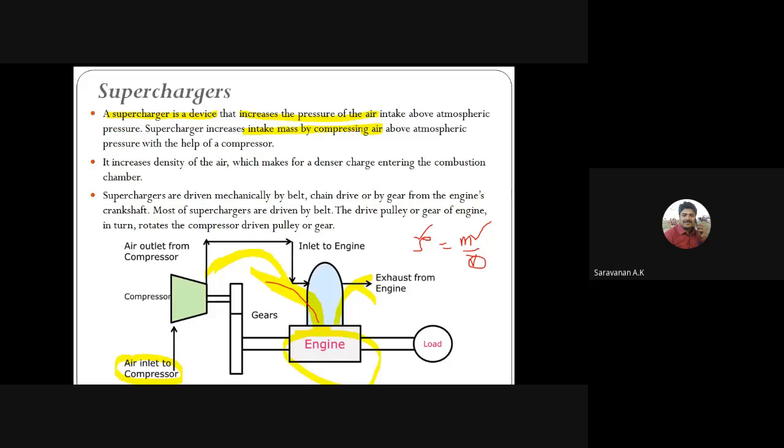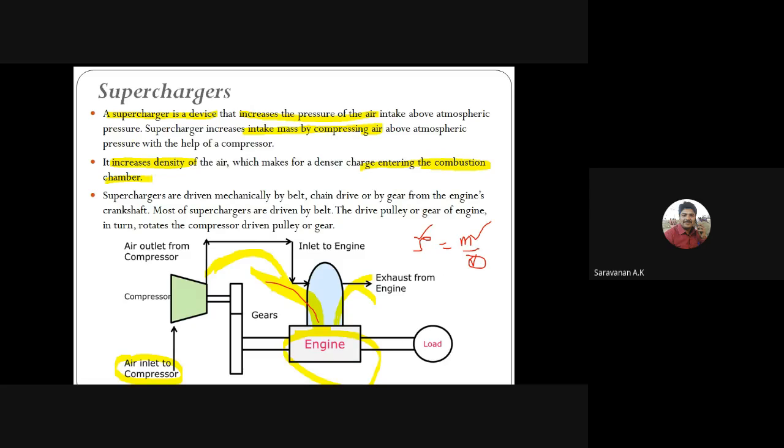If the mass flow rate is high, it automatically increases the density. Once the density increases, the oxygen present in the air will be more, right? The more oxygen gives better combustion, so automatically the power output will increase. So that device is called the supercharger.